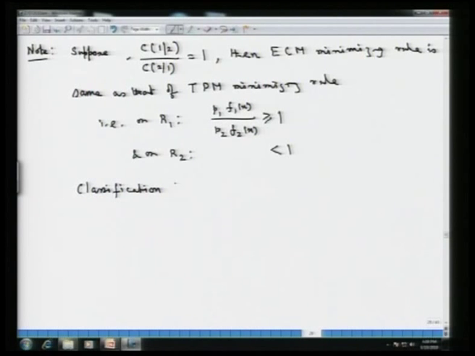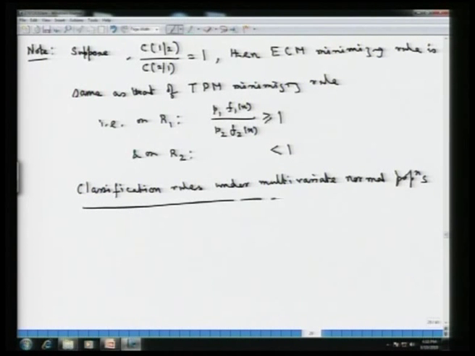So, classification rules under these optimum strategies under multivariate normal populations. Now, we look at two different cases.